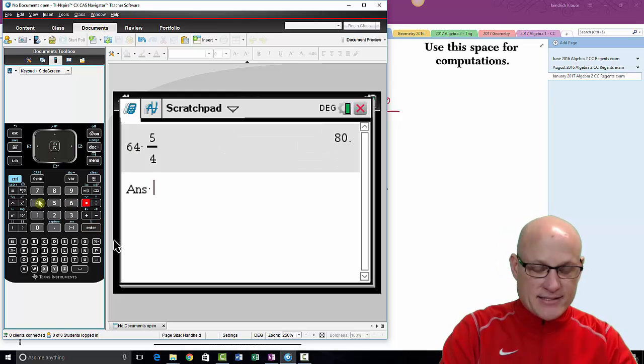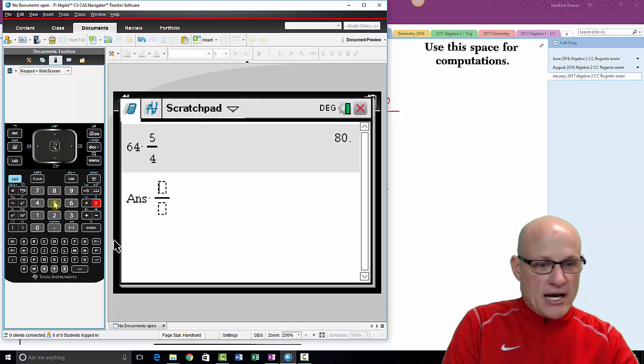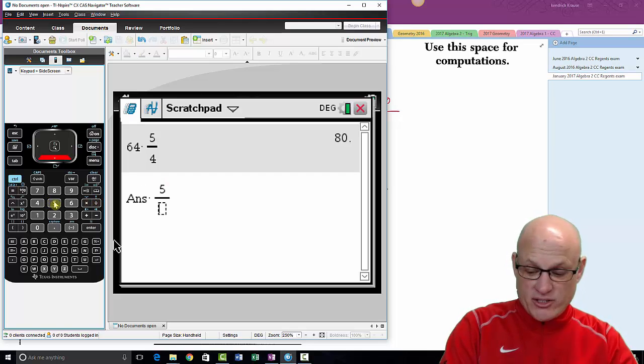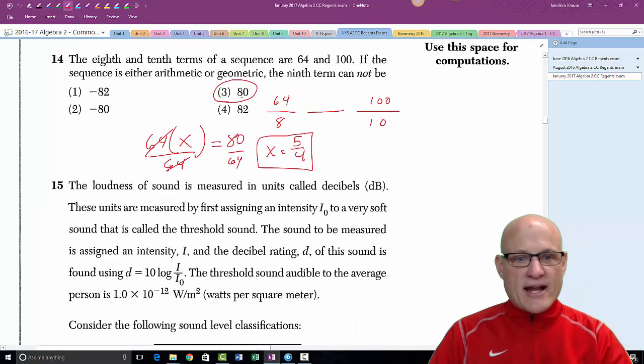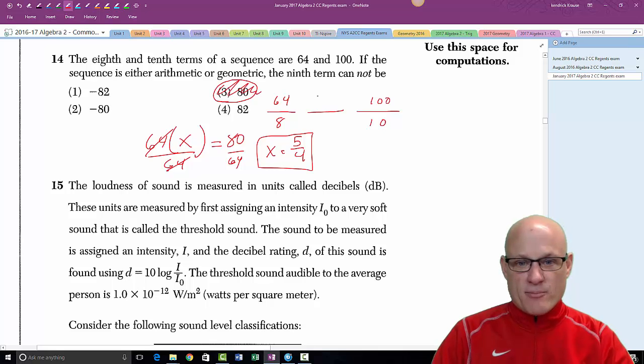And then if I take that and multiply it by 5/4, this looks like it could be 100. Oh, it's 100. So that could be my number in a geometric sequence. Multiply by 5/4, multiply by 5/4.